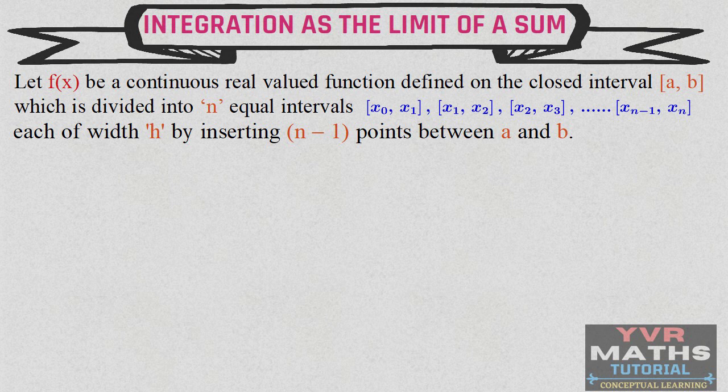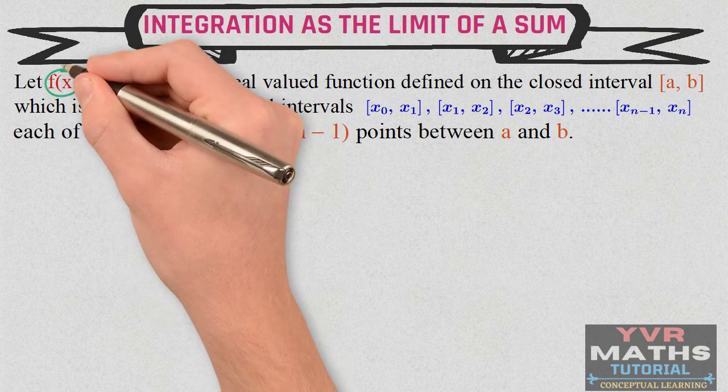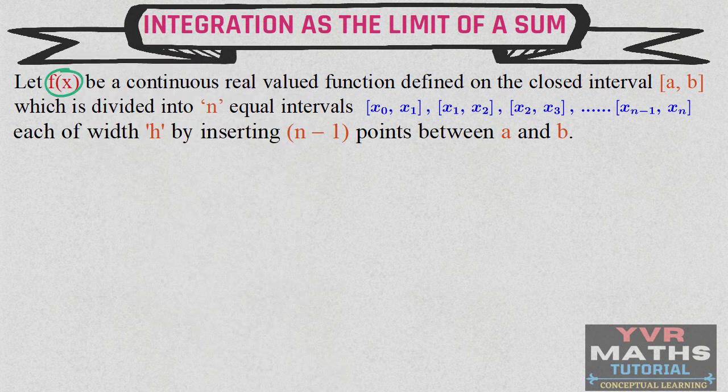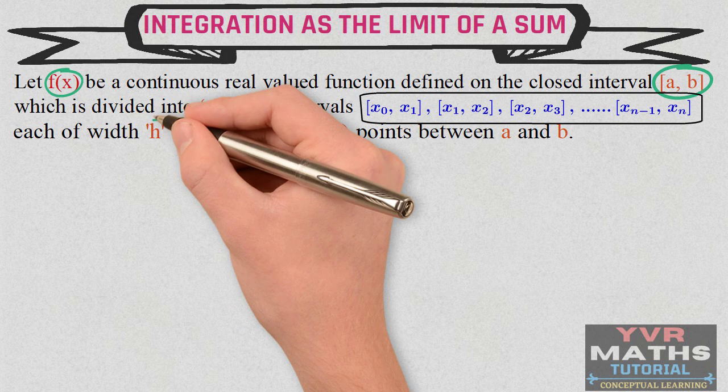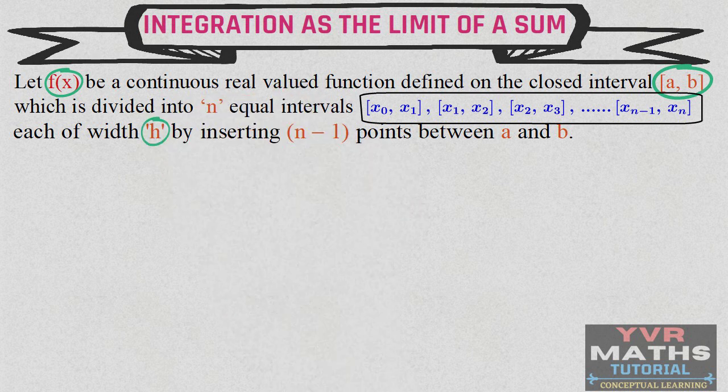What did I say here? f is a continuous function and the closed interval a, b is divided into n equal intervals. What are the n equal intervals? These are the n equal intervals. And what is the width of each interval? The width of each interval is small h. So based on this information, what is x0? x0 is small a. And the width of each interval is h.